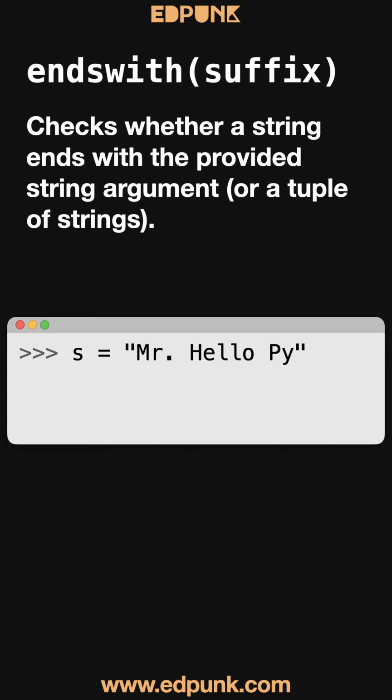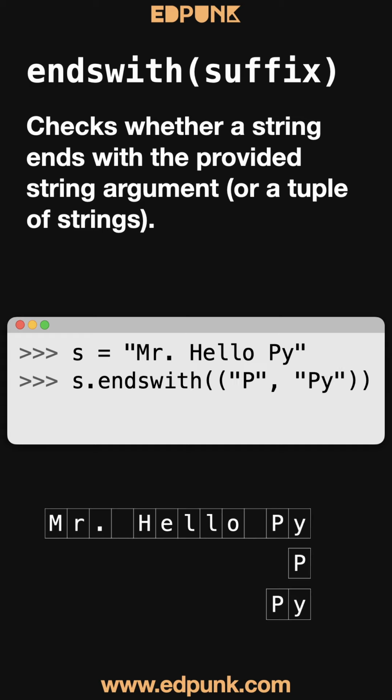If you want to test whether the string ends with one of the given suffixes, a tuple of substrings can be provided as the argument suffix. For example, given a string "Mr. Hello Pie" assigned to a variable s, executing s.endswith with a tuple containing strings "p" and "Pie" returns True as the string ends with Pie, which is the second item of the tuple.